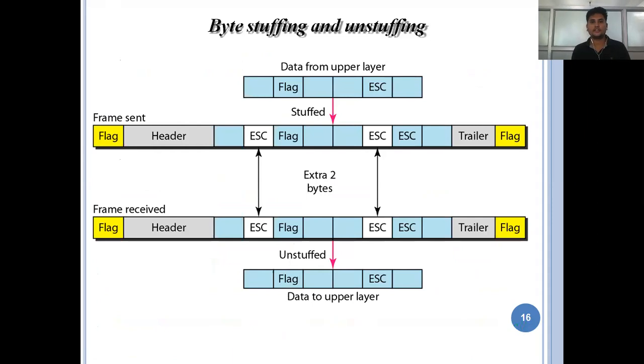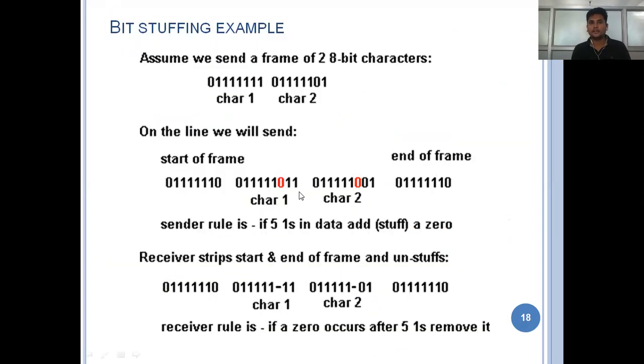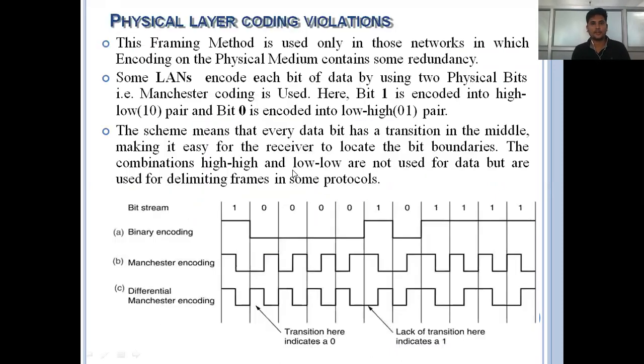The same applies in bit stuffing. At the sender side, if five continuous ones are there, a zero is immediately placed after them. That is called the stuffed bit. Later it moves to the receiver side, where the data link layer removes that 0 after the 5 ones. So the sender-side data link layer added a 0 after 5 ones, and that stuffed bit is removed at the destination side. That is bit stuffing in the framing concept.